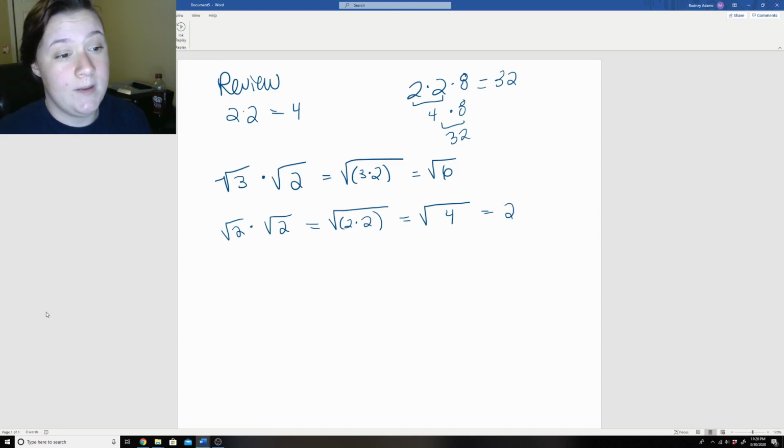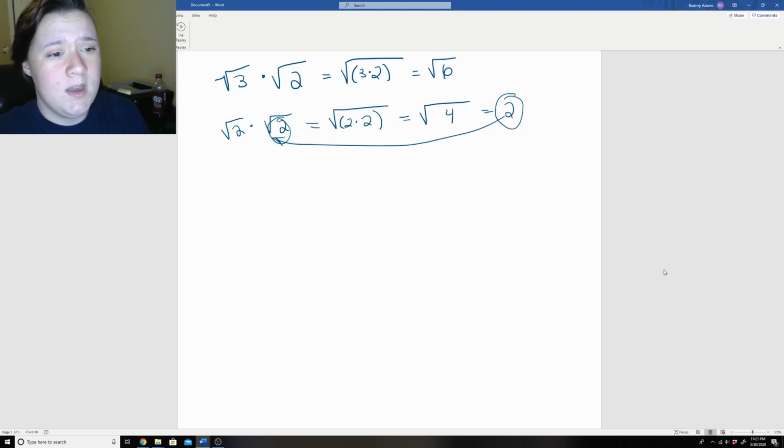So if you multiply the square root of something by the same square root of something, like square root of 2 times square root of 2, or square root of 6 times square root of 6, you're just going to get the same thing that's underneath the square root. So 2 in this case is what's underneath the square root. So our answer is going to be 2.